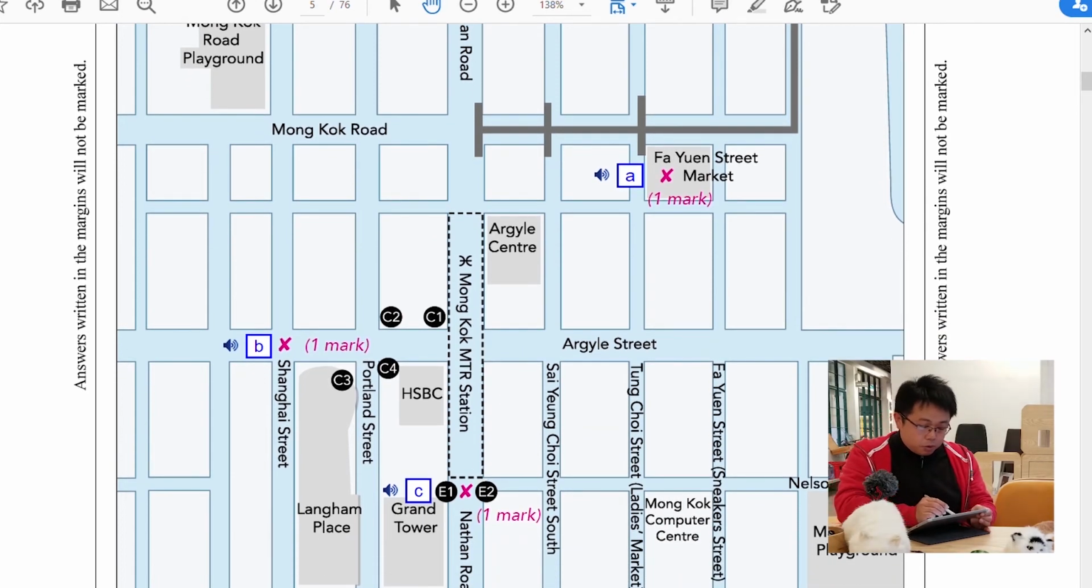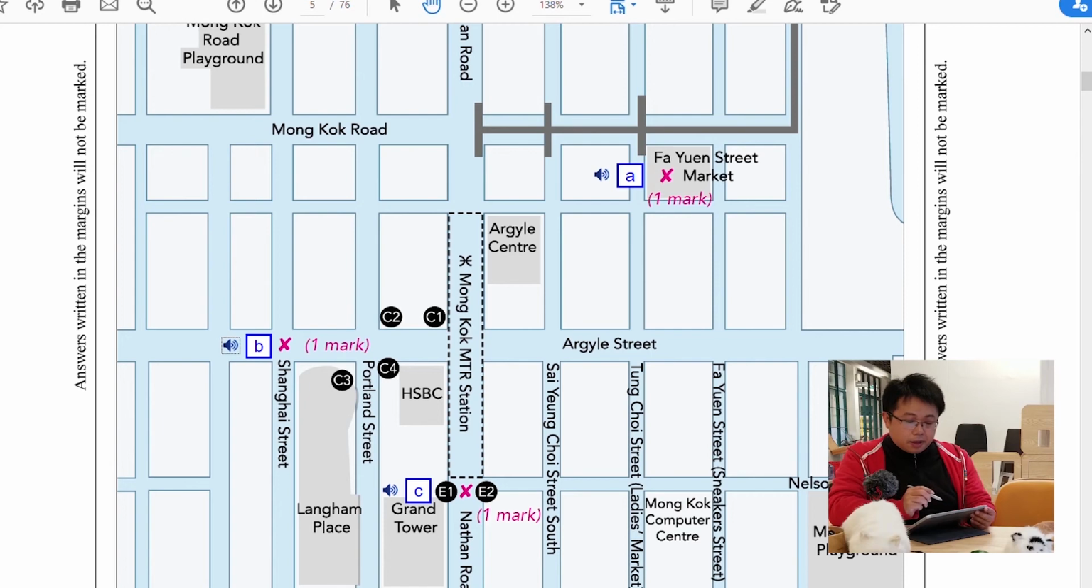And for number 2, the B one: "How about putting it at the junction of Shanghai Street and Argyle Street?" A junction is the point where two roads overlap. And this time it is the overlapping of Argyle Street and also Shanghai Street. "Sounds good to me." Okay, let me put a cross there, at the junction of Shanghai Street and Argyle Street.